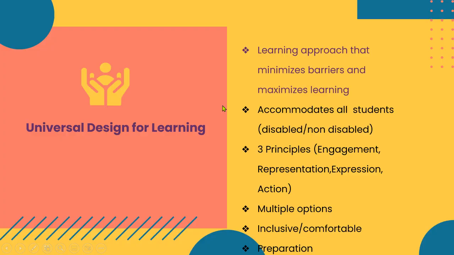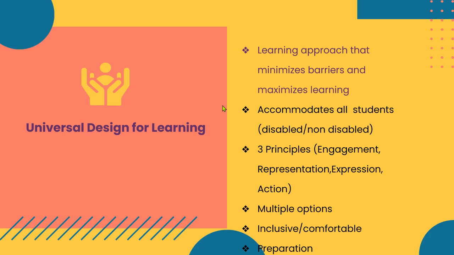The Universal Design for Learning has assistive technology at its fundamental core. For learning approaches and minimizing barriers and maximizing learning, that accessibility piece must be there. It also accommodates all students, disabled and non-disabled. My favorite part, because we want to make sure that disabled students are not feeling isolated because they have to use a certain assistive technology device.